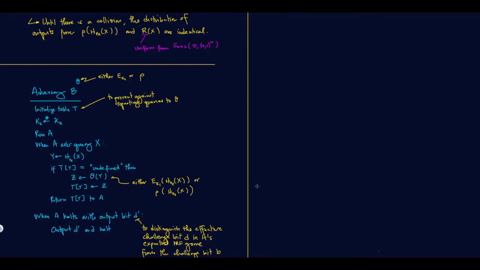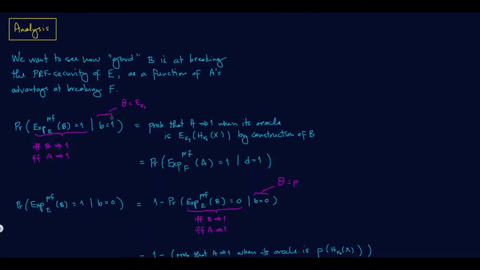Okay, so let's go on with the analysis then. Let's proceed with the analysis of our constructed B and see how good a job it does. Keep in mind, what we want to show is that B is actually good at breaking the PRF security of E, and we want to show this in particular as a function of how good A is at breaking F. So as usual, we're trying to measure the PRF advantage of B, and we always take this first step of conditioning the probability within that advantage statement based on whether the challenge bit in that PRF experiment is 1 or 0.